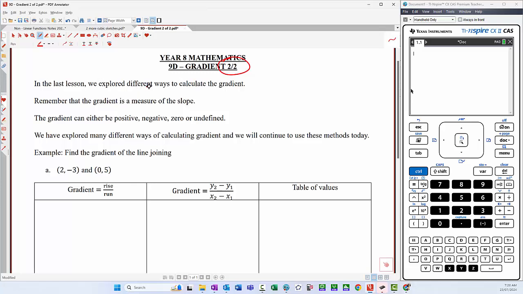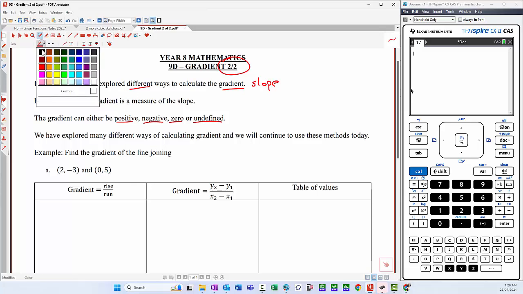So we explored different ways to calculate the gradient, or remember we called that the slope. So remember that the gradient is a measure of the slope, and we can have four possible things that happen when we calculate a gradient. We can have a positive gradient, a negative gradient, a zero gradient, or an undefined. And it'd be really good if you remembered those. Okay, so let's just quickly do the positive one again.